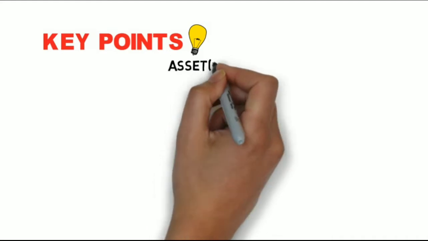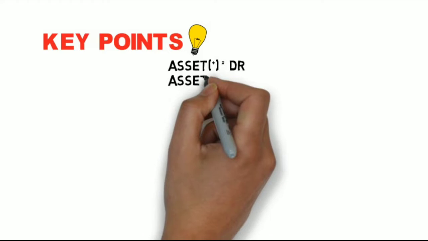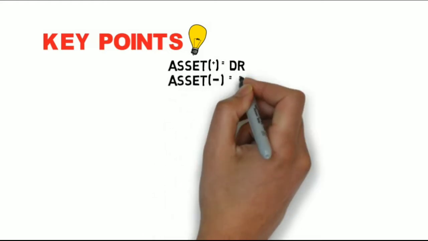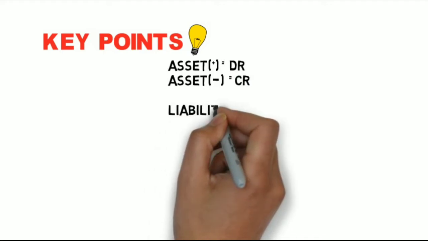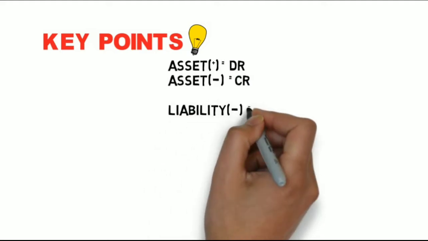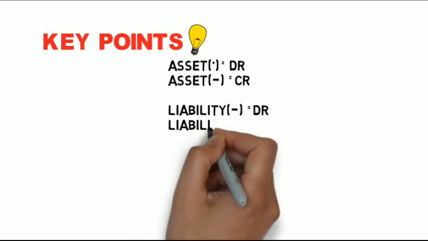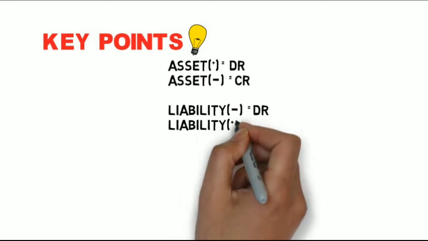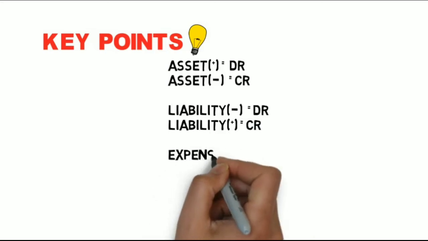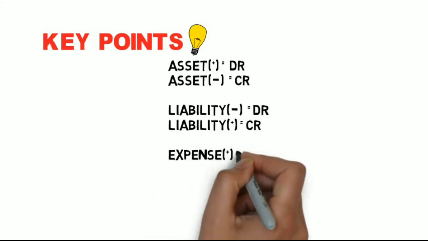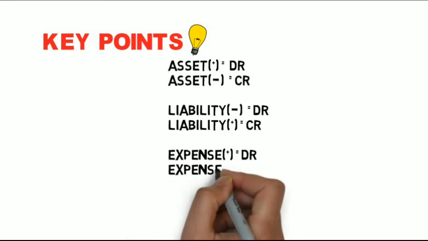Asset when increased will always be debited in a journal entry. Asset when it is reduced, it is always credited. Liability when it is added in our business, it is credited. Liability when it is reduced, it is debited. Expense when added is debited. Expense when less, it is credited. Income when it is less, it is debited. Income when it is added, it is credited.